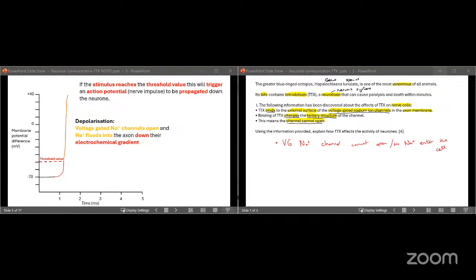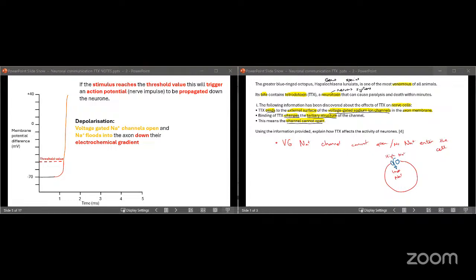Because remember, our resting state was that we would have a high concentration of sodium on the outside, a low concentration of sodium on the inside. And if we have our voltage-gated channels and those voltage-gated channels open, the sodium can move in to the axon, and that will then depolarize the membrane. Well, we've been told here that those voltage-gated sodium channels cannot open. So if they cannot open, no sodium can enter the axon.